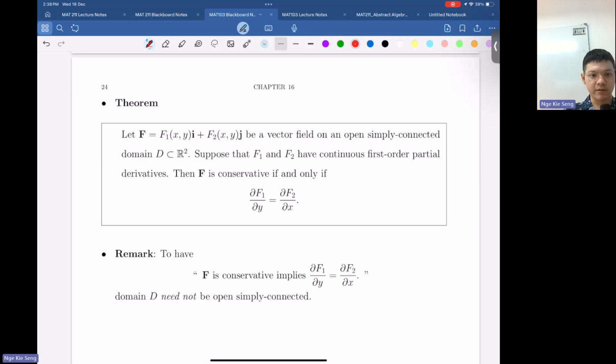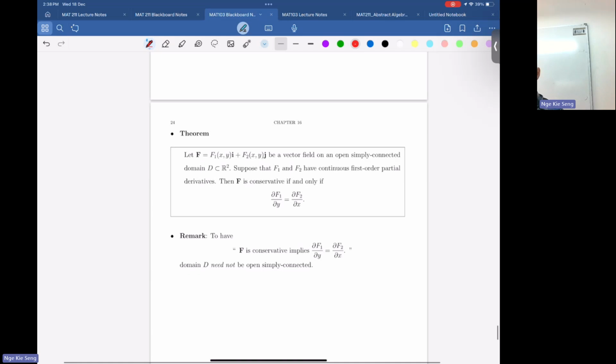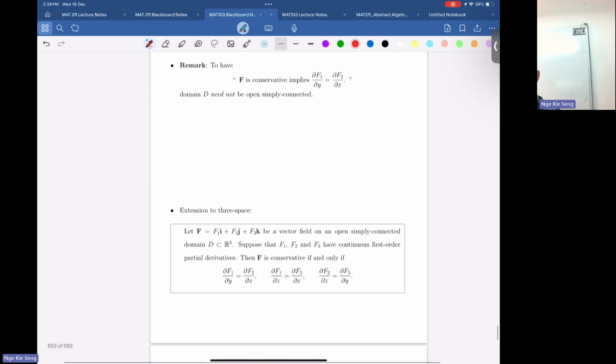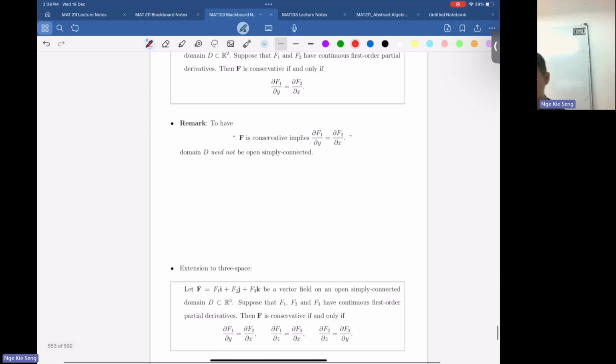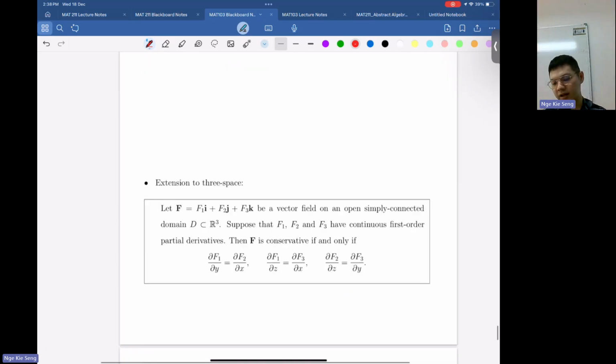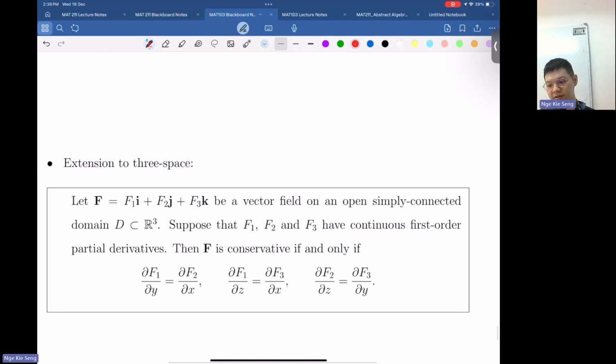I don't have a proof. Okay, we don't need to prove this. So you can extend to 3 spaces. In 3 spaces, you should imagine there are more things to check because there are 3 directions, right? So there are three more things to check.